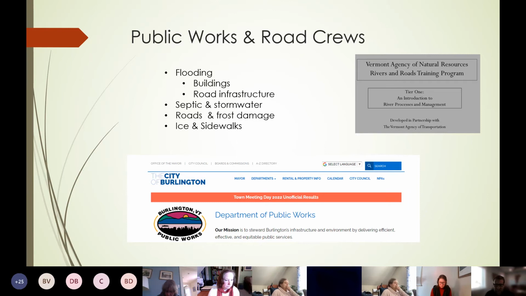There are all sorts of examples of resources for local road crews and departments related to climate. One example has been an incredibly effective training called the Rivers and Roads training that came out after Hurricane Irene and has really been instrumental in change in our road design. That's available to all road crews. Another one is the Highways and Habitats training that I offer. So we really need to bring those groups into the discussion.